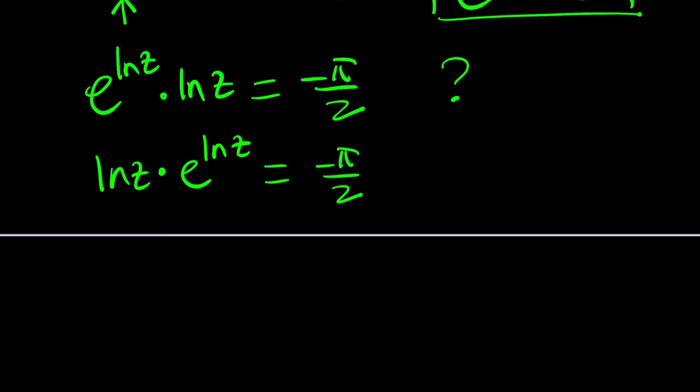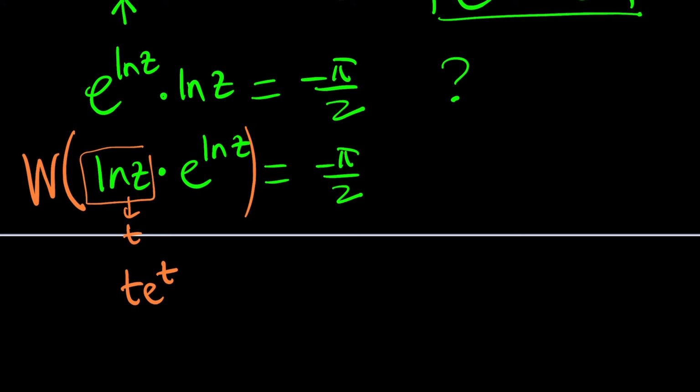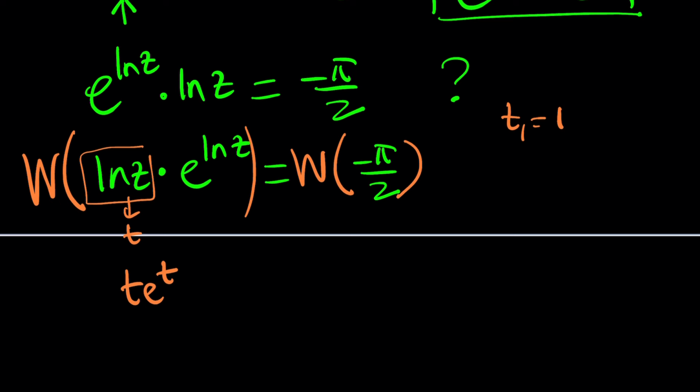Now, if I call this t, then I get t e to the t, which I can apply Lambert's W on. Great. So if we apply W on both sides, which we can definitely do, right? Because W is a well-defined function, even though we don't have an explicit formula for it. You can apply W to both sides. In other words, if t1 equals t2, then W of t1 is equal to W of t2. This is just the well-definedness of functions, or whatever it's called, okay?